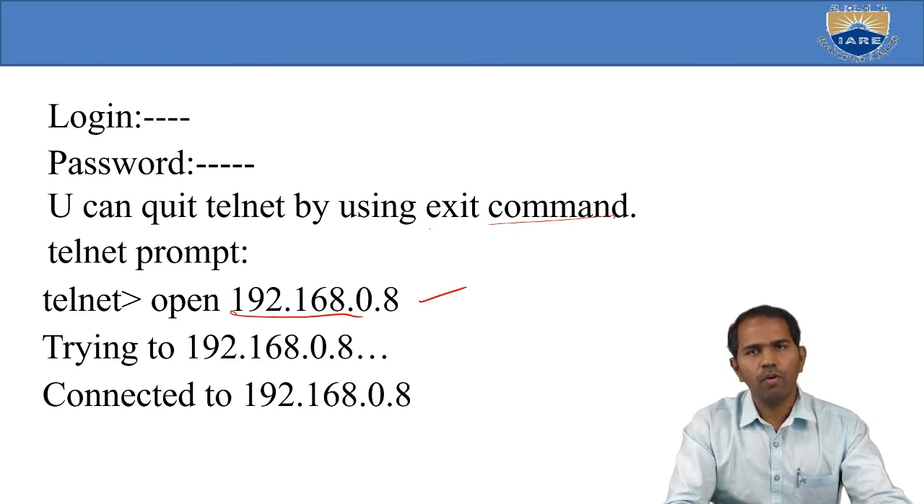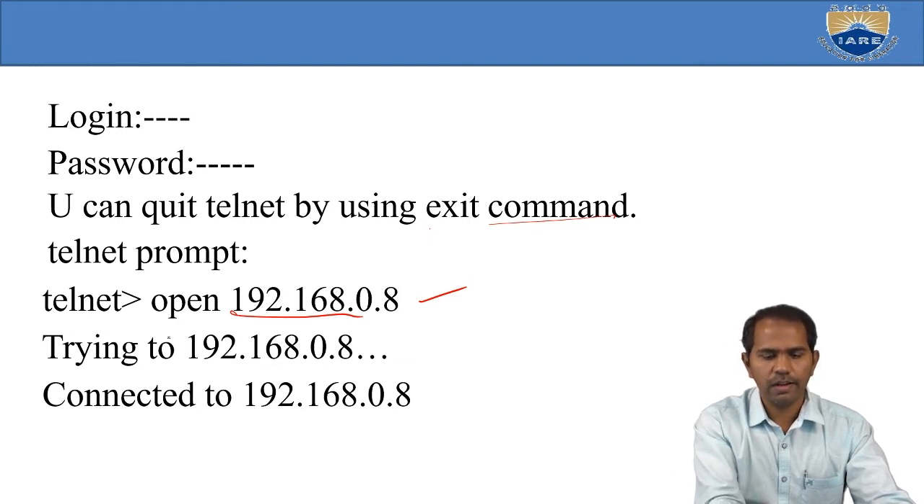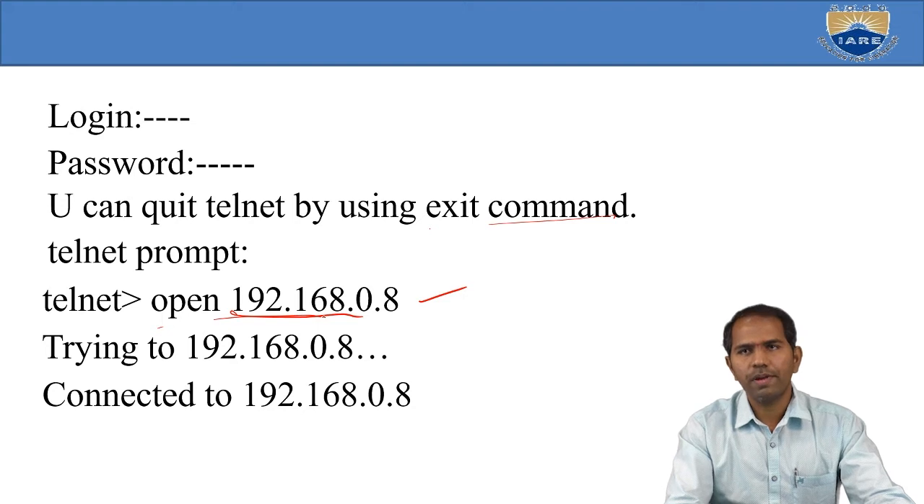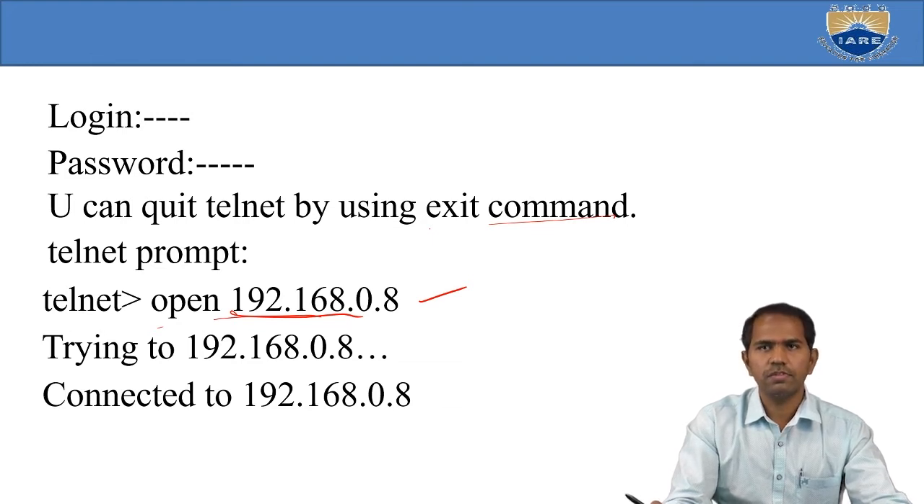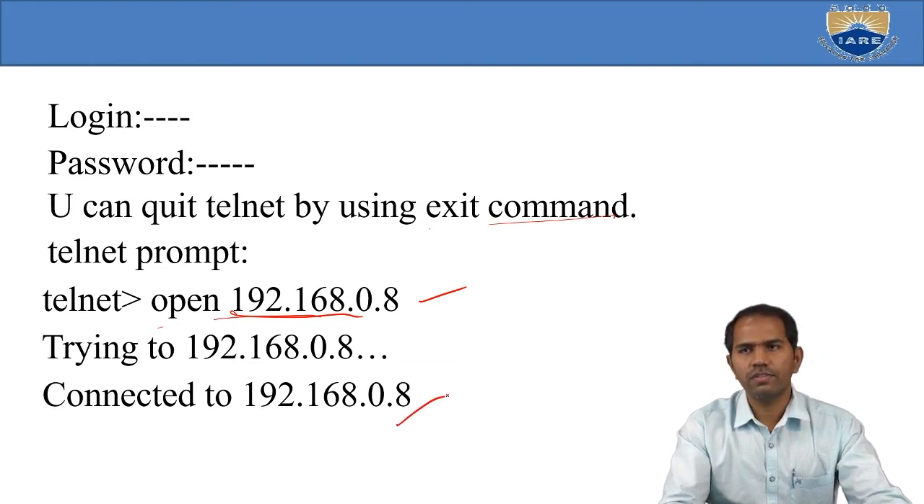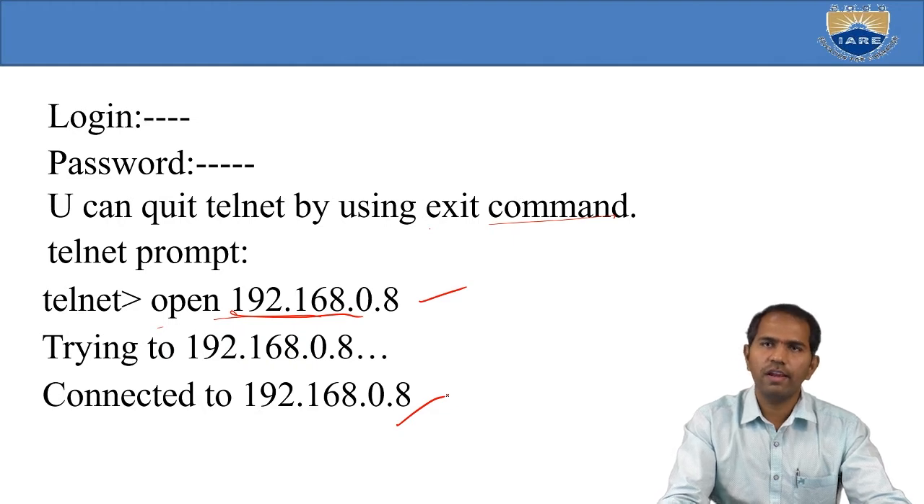Telnet with open and the argument as an IP address, so telnet open followed by the IP address, 192.168.0.8. It's an IP address. Through this also we can connect to our remote login systems. So these are the two ways telnet is used for connecting to remote login systems.